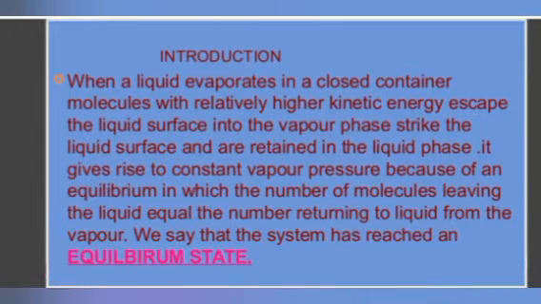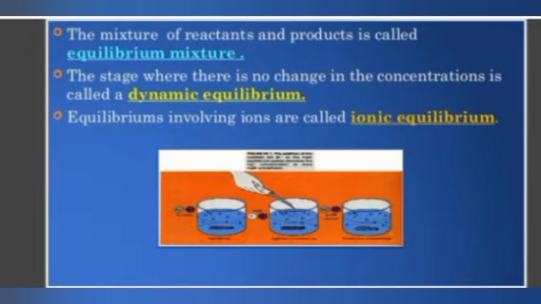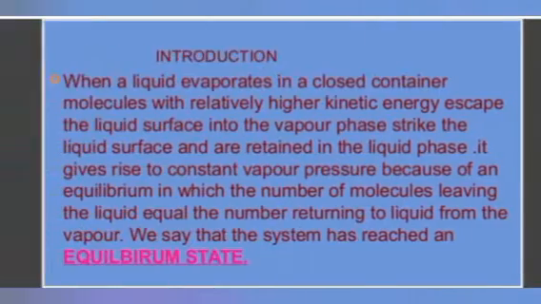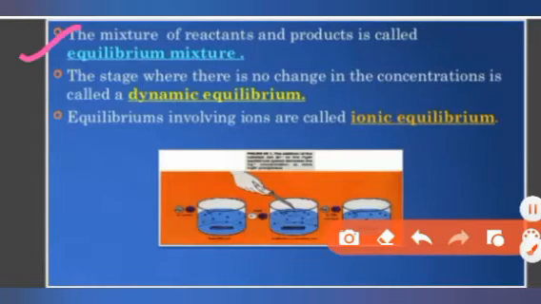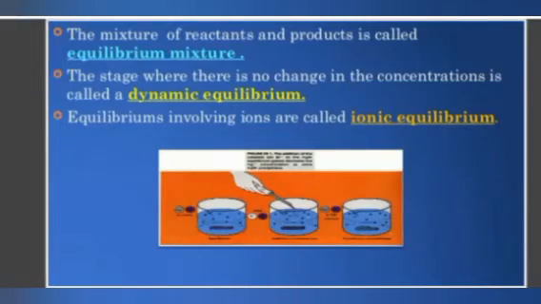Okay. So the mixture of reactant and product is called equilibrium mixture. If we discuss some of the definitions here: the mixture of reactant and product is called equilibrium mixture, the stage where there is no change in the concentration of reactant and product is called dynamic equilibrium, and the equilibrium which involves ions is called ionic equilibrium. So generally we are discussing chemical equilibrium and ionic equilibrium in this chapter. Dynamic equilibrium is under chemical equilibrium, and ionic equilibrium is the second part of this chapter. So we will discuss one by one.